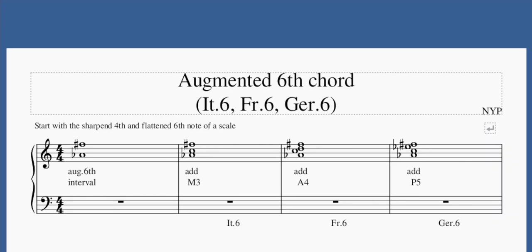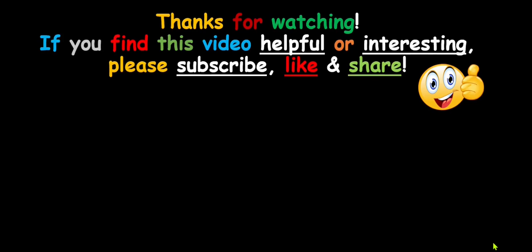In this video, we have talked about all the augmented 6 chords built on an augmented 6 interval. Then add a major third to get an Italian 6 chord, add an augmented 4th, you'll get French 6, and add a perfect 5th, we'll get a German 6. Then for the resolution, it usually resolves to 5 or 1 C to 5, especially in German 6, to avoid parallels. And remember, German 6 is a good chord to do modulation up a semitone.